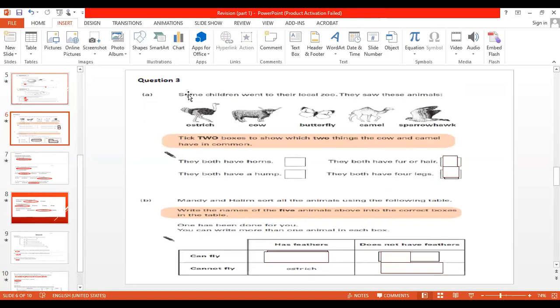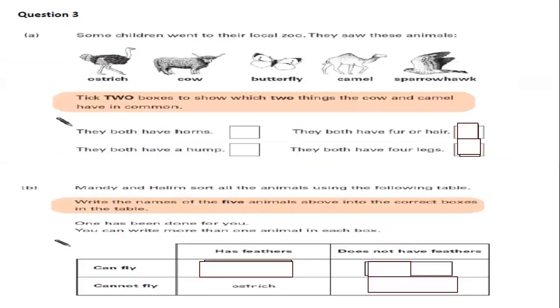Some children went to their local zoo. They saw these animals. Tick 2 boxes to show which 2 things the cow and camel have in common. So let's look at all of those animals. We have the ostrich, which is a bird, a cow, which is a mammal, the butterfly, which is an invertebrate, and the camel, again, a mammal. Sparrowhawk is a bird. So we need to tick 2 boxes that the camel and cow have in common.